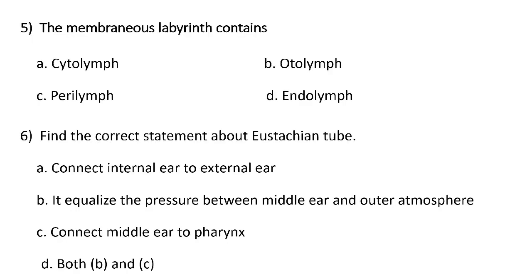Question number 5. The membranous labyrinth contains option A, cytolymph, option B, otolymph, option C, perilymph, option D, endolymph. The correct option is endolymph.